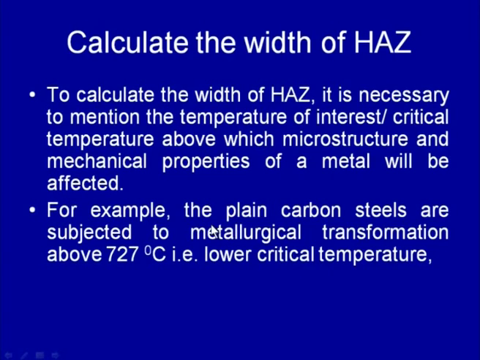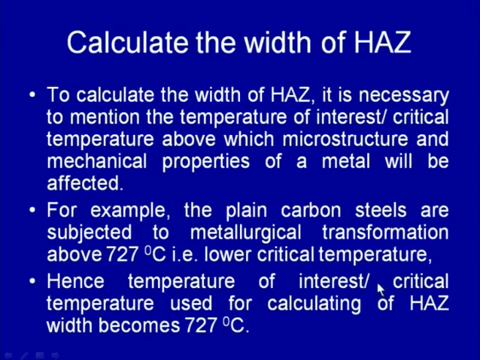So, for calculation of the peak temperature, it is mandatory to identify that temperature value. For example, in the case of plain carbon steels, the temperature above which steels are subjected to metallurgical transformation is 727 degree centigrade, that is the lower critical temperature. So, for plain carbon steels, the temperature of interest becomes 727 degree centigrade, and this can be used for calculating the width of the heat affected zone.